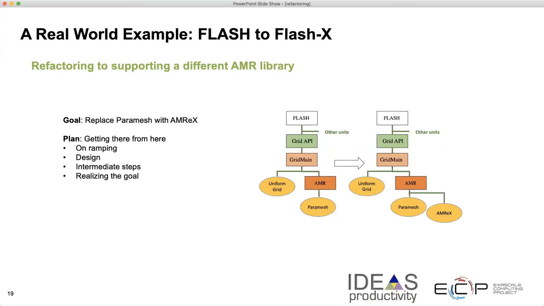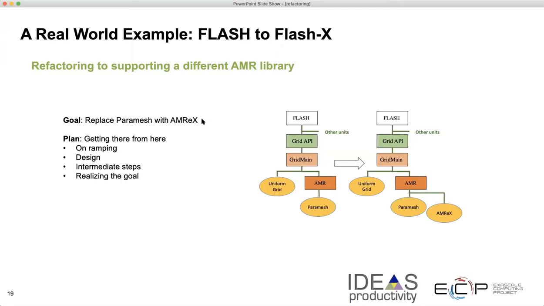But all of the physics that is built for Flash assumes that it is relying upon an octree-like AMR. So our job was not only to bring in the new AMR package, but also to make it mimic the behavior of Paramesh so that all of the physics in Flash will not break down because the behavior of AMRX is different. So this is the goal we are working with: replace Paramesh with AMRX.